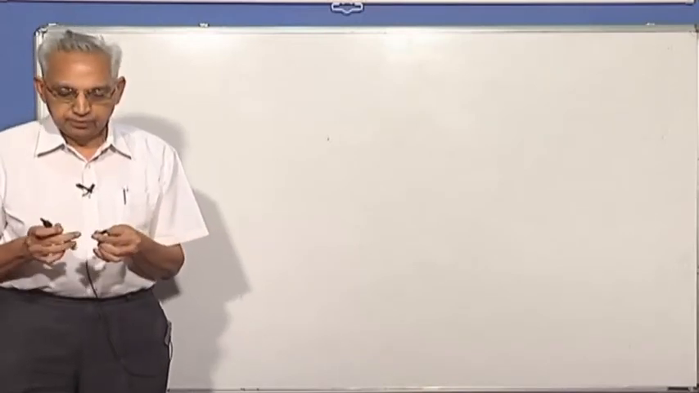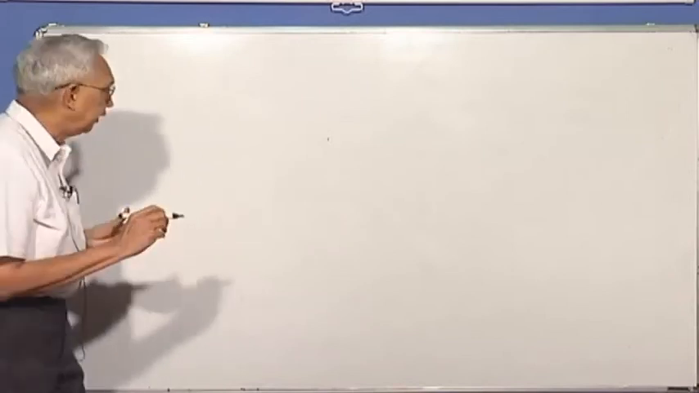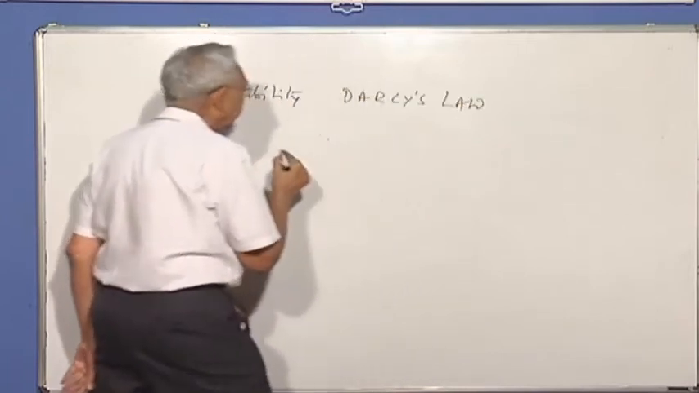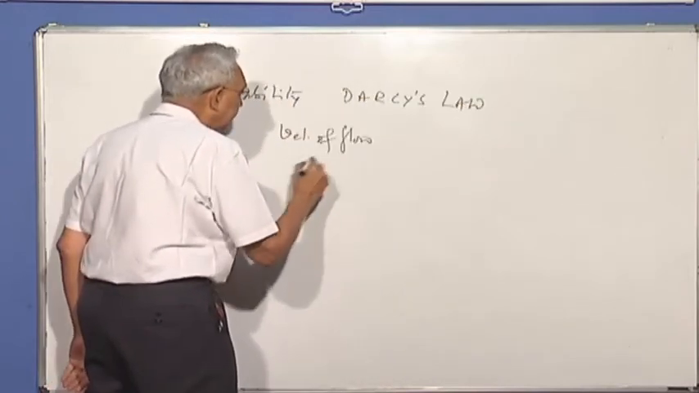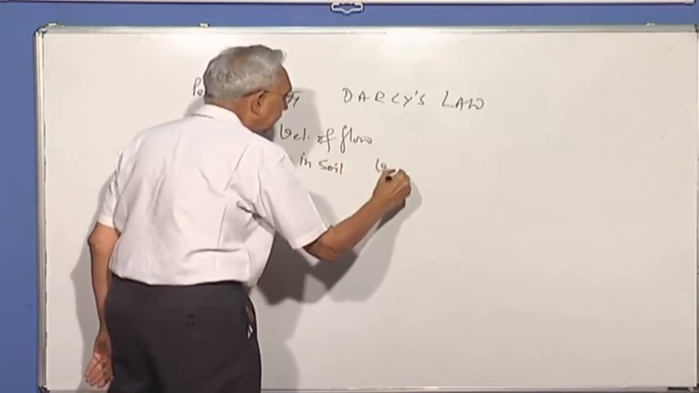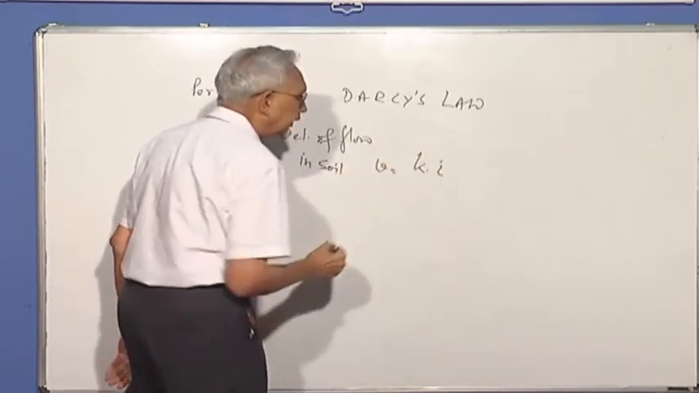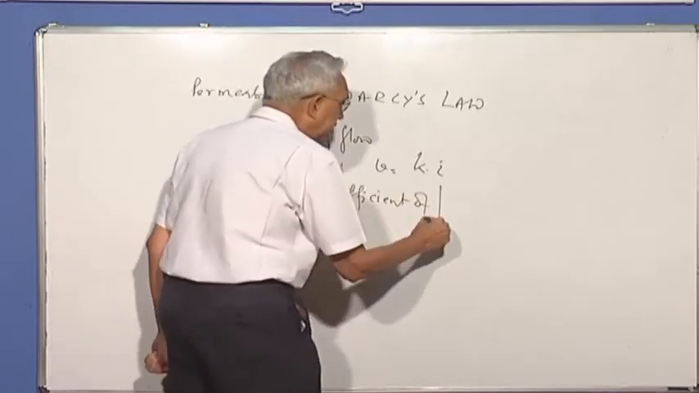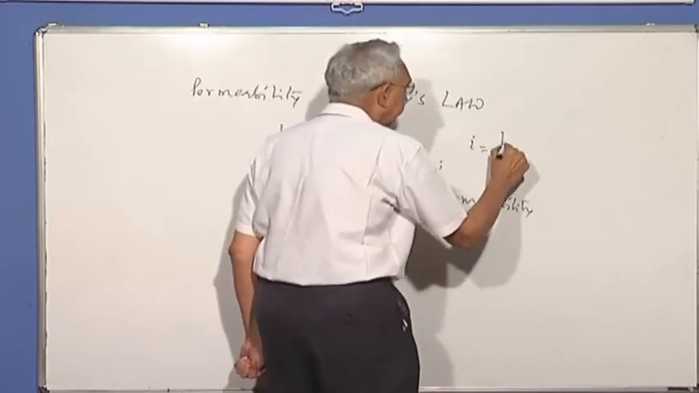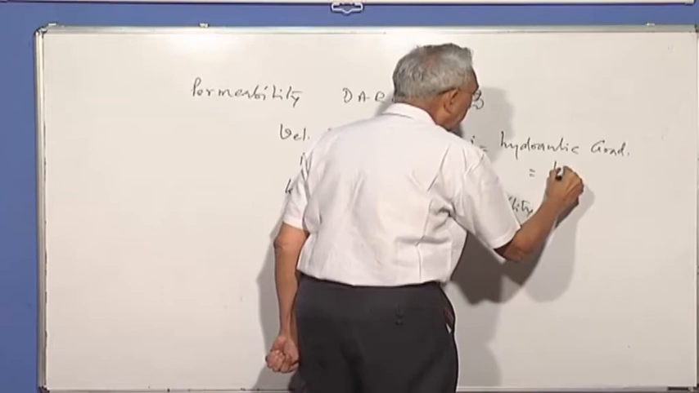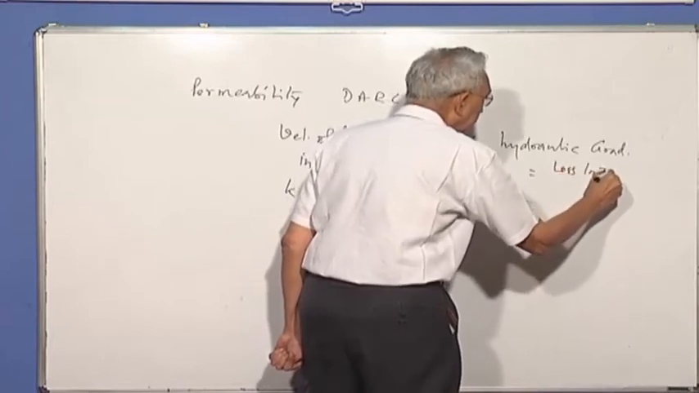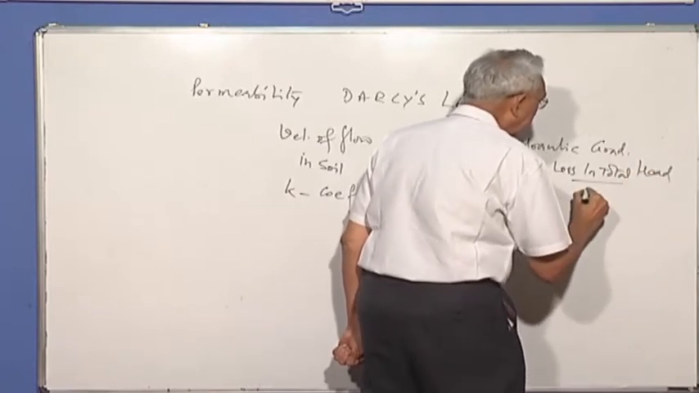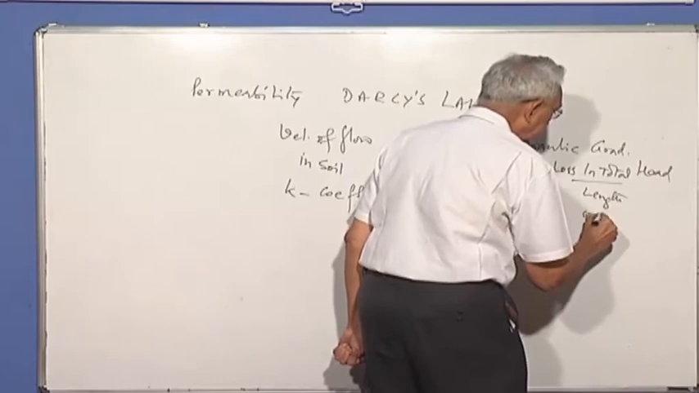We just now discussed the concept of permeability based on Darcy's Law, which says the velocity of flow in soil, V, is proportional to the gradient. The constant of proportionality is called the coefficient of permeability. I is the hydraulic gradient, which is equal to loss in total head, please remember, divided by length, or shall we say distance of travel.